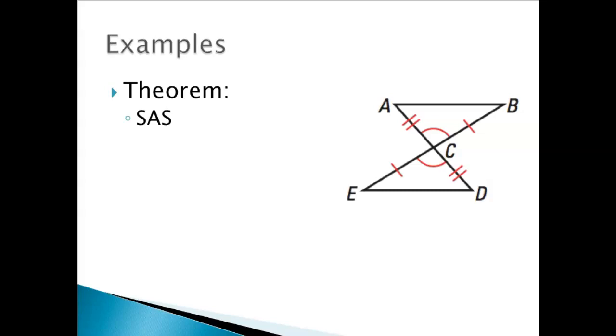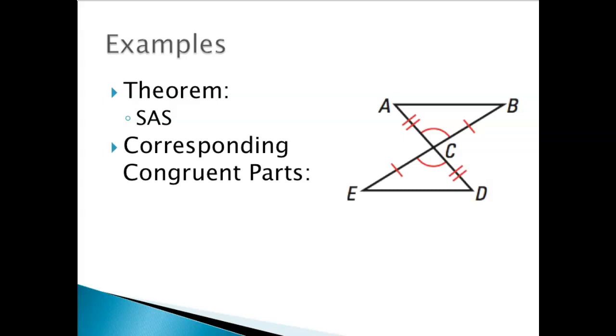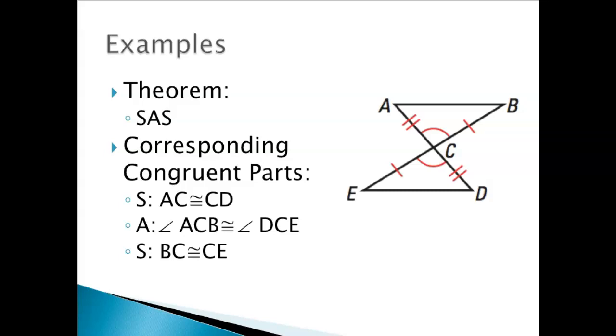We'll start off with a side. So we can say AC is congruent to CD. Angle ACB is congruent to angle DCE. Again, here you don't want to simply say angle C is congruent to angle C. That makes it very unclear which angle you're referring to. And then we have one more set of sides that we have to list off, and that would be BC is congruent to CE. All right, our last example.